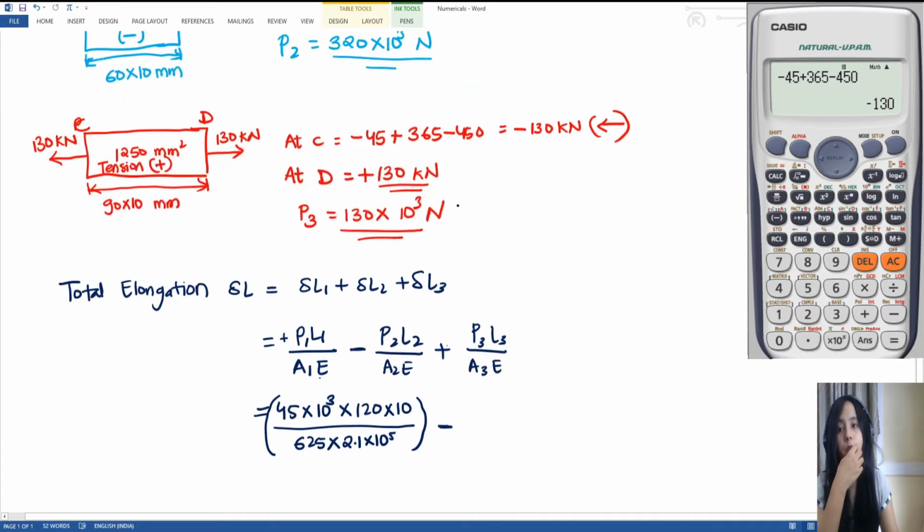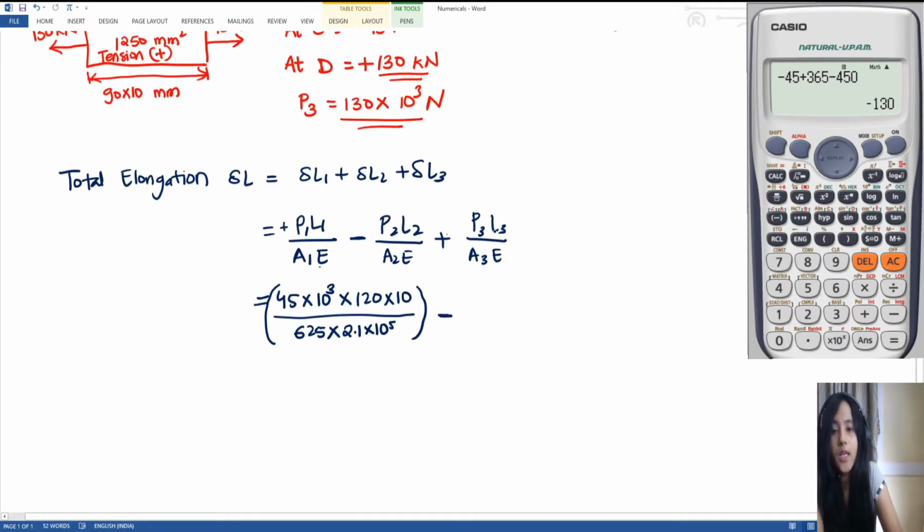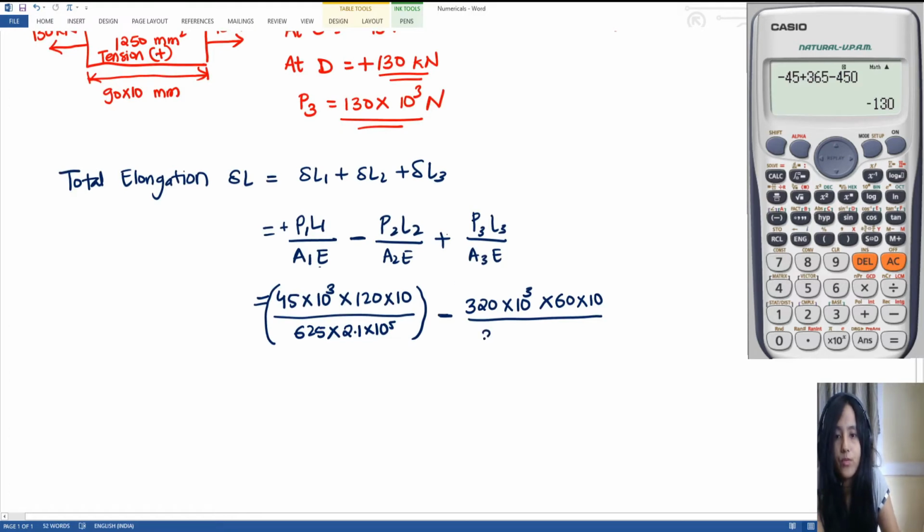Minus P2. How much was our P2? P2 was 320 into 10 raised to power 3, and its length was 60, right? 60 centimeters, so into 10 it will be mm, divided by, how much was its area? 2500, into 2.1 into 10 raised to power 5. So this is our del L2.